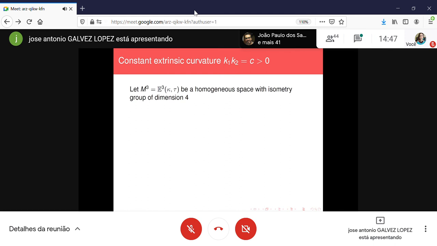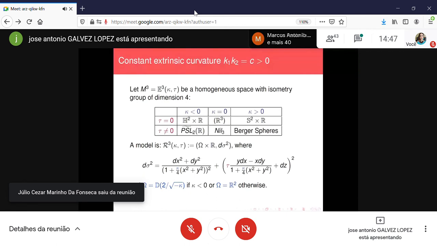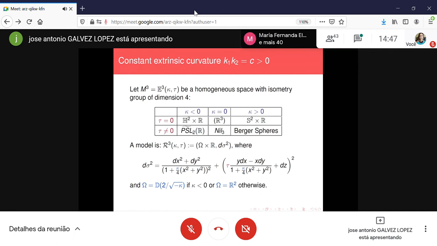I'm going to comment also on an extension of the previous result for positive constant extrinsic curvature to homogeneous spaces with a group of isometries of dimension 4. Well, I'm not going to enter into details, but the homogeneous spaces with a group of isometries of dimension 4 can be classified in terms of two constants, normally called kappa and tau. It is shown in this table.